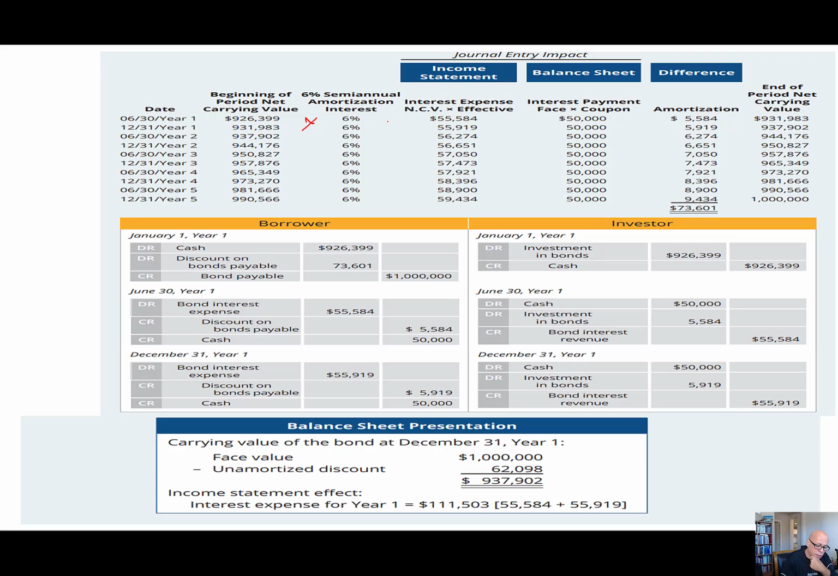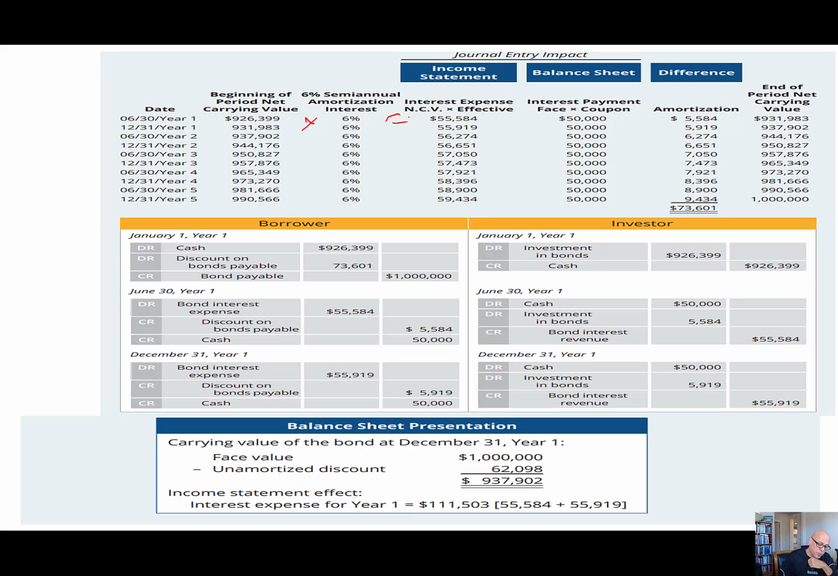So $926,399 times now the market rate of interest, and I should have reminded you on the premium slide, but just remember, when you calculate the market rate of interest, they usually call out interest rates on an annual basis, right? 8%, 12%, 10%, those are the annual rates. But if you have a semi-annual bond, you have to cut that in two, right? So 12% divided by 2 is 6%, 8% divided by 2 is 4%. The semi-annual rate is 6%.